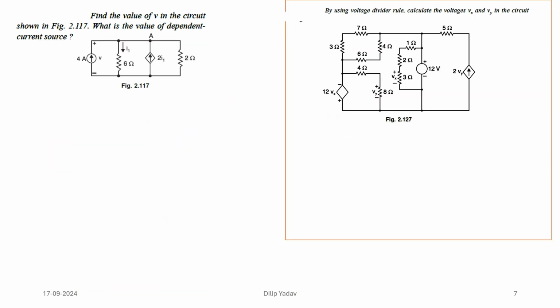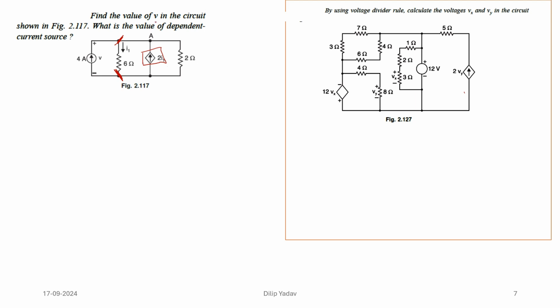Now, the earlier questions were based on the independent voltage source. Now we have a dependent source. If you see, this is dependent upon the I1, and I1 is the current that is flowing across this terminal. So in this, let's see this one.